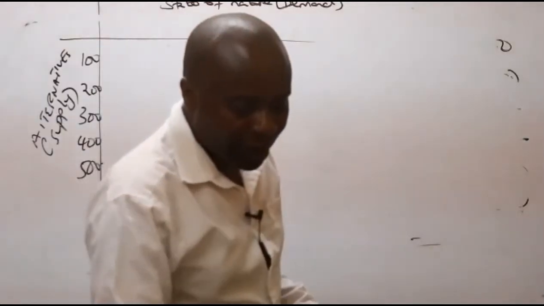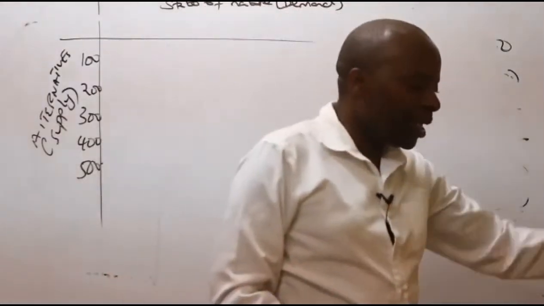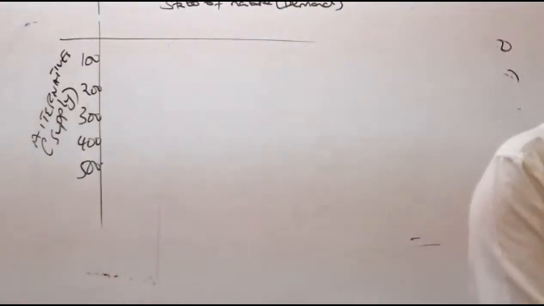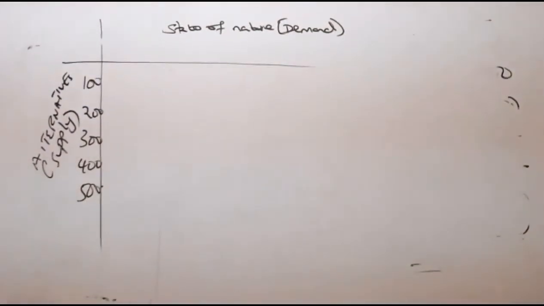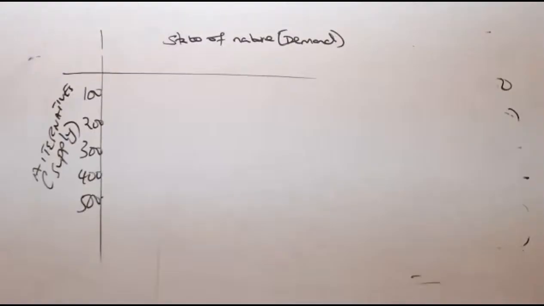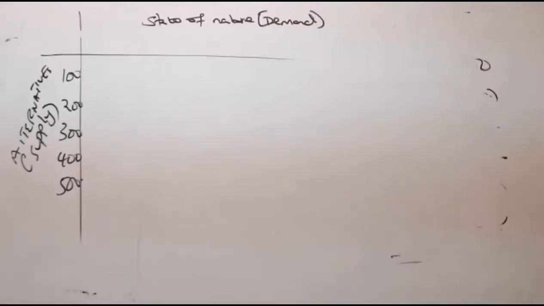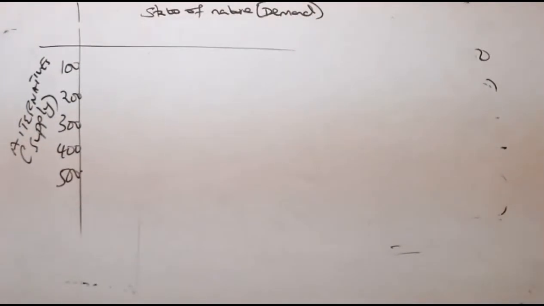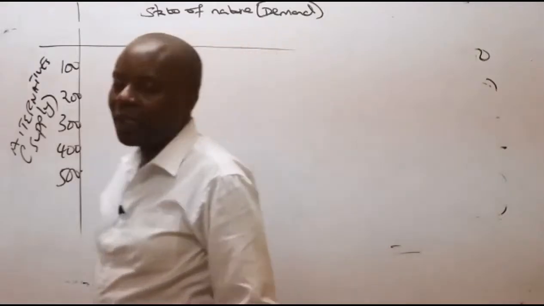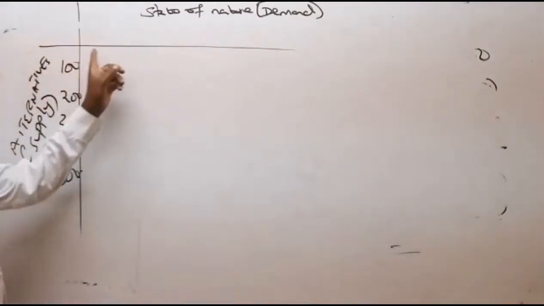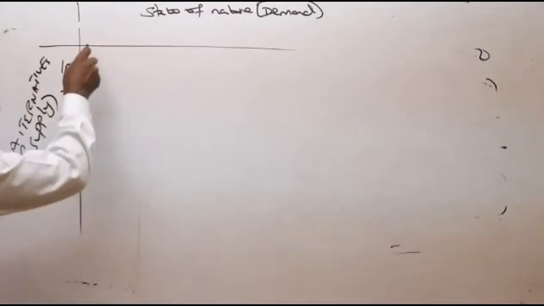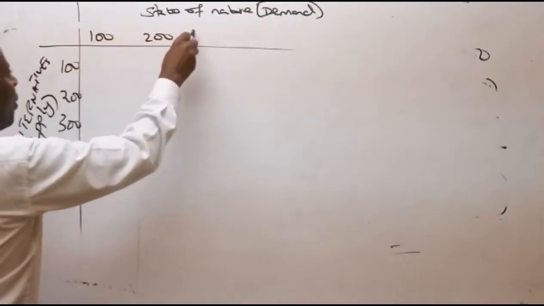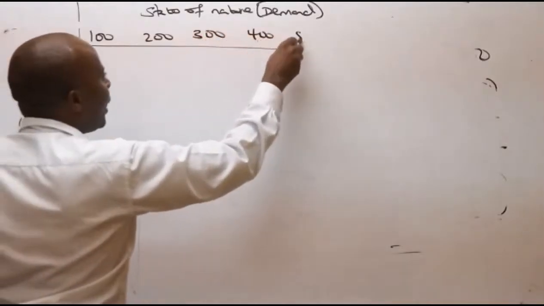Now listen, ladies and gentlemen, how do we get to really know the demand amount? Unless you're told otherwise, remember what we were told in economics: demand and supply should always be equal. So the same supply figures that you have here will be the same demand figures we should put there. So in that case, we are going to put 100, 200, 300, 400, and then 500, like that.